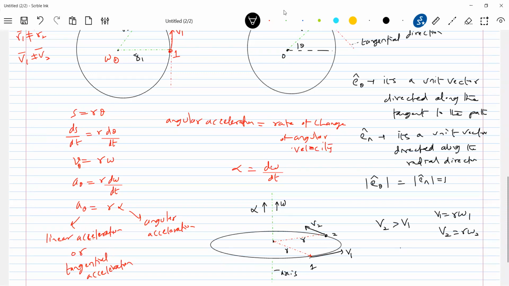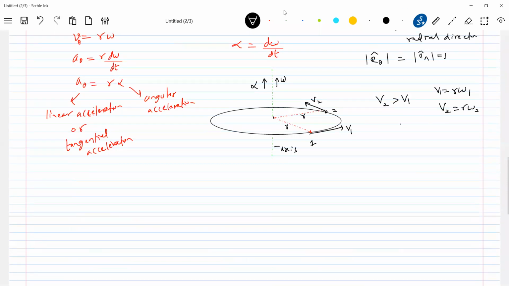So when the speed of the particle increases in circular motion, alpha and omega will be in the same direction. Similarly, if the speed of the particle decreases, there's a separate condition. Let me take another one.